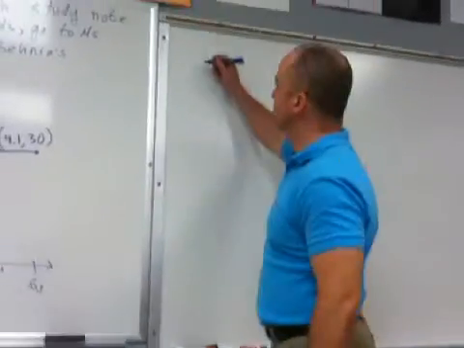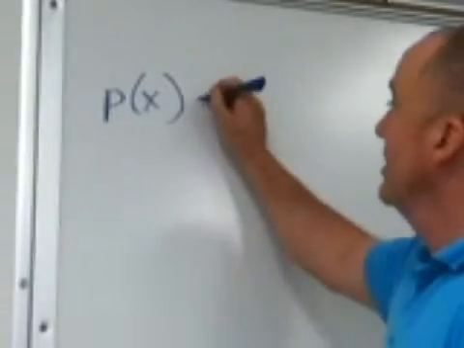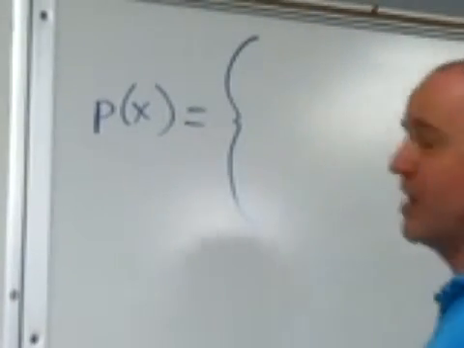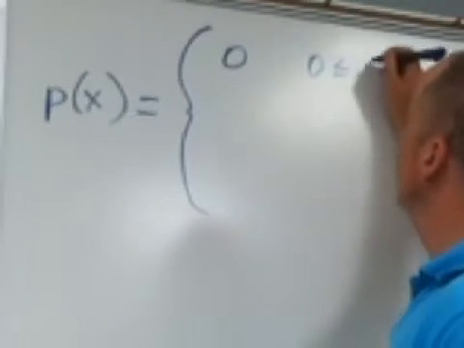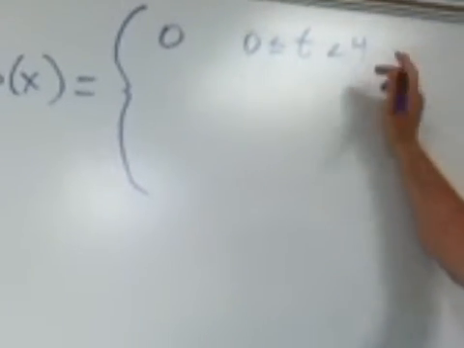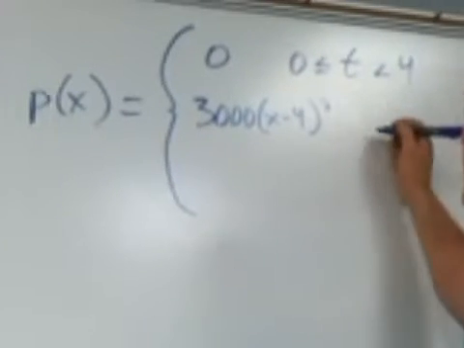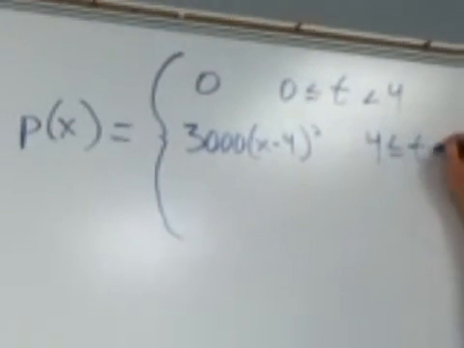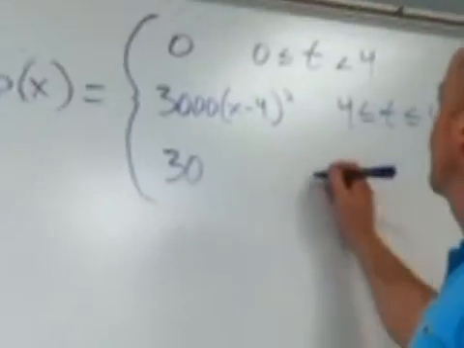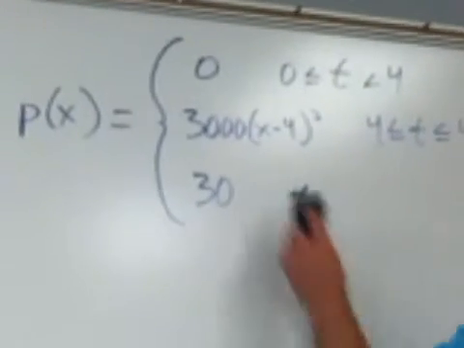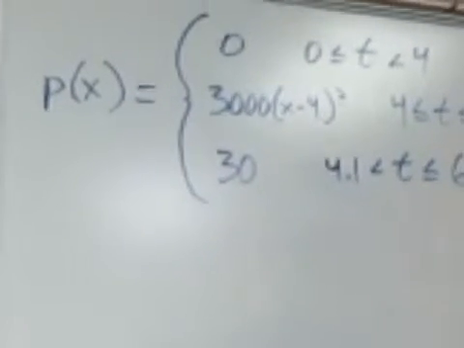I would model this, and there's some choice to this, to say P of x, the punch over the 6 seconds, equals piecewise, and it's going to have three things on it: 0 from 0 seconds up to but not including 4 seconds; 3,000 times (x minus 4) squared from 4 seconds to 4.1 seconds; and then my fist just sat there 30 inches from where it started, from 4.1 until 6.